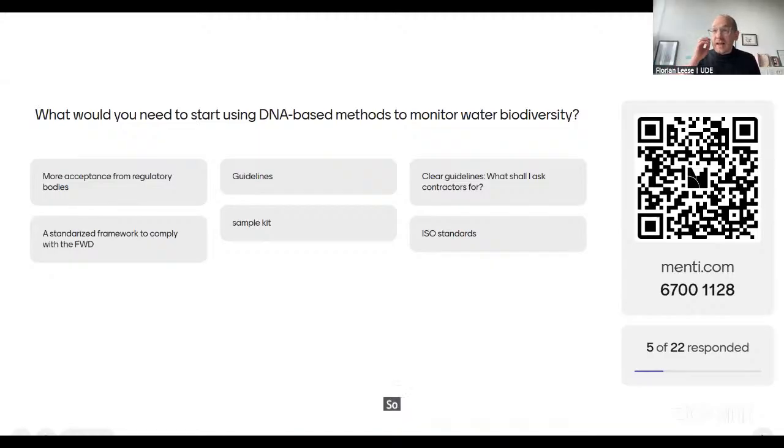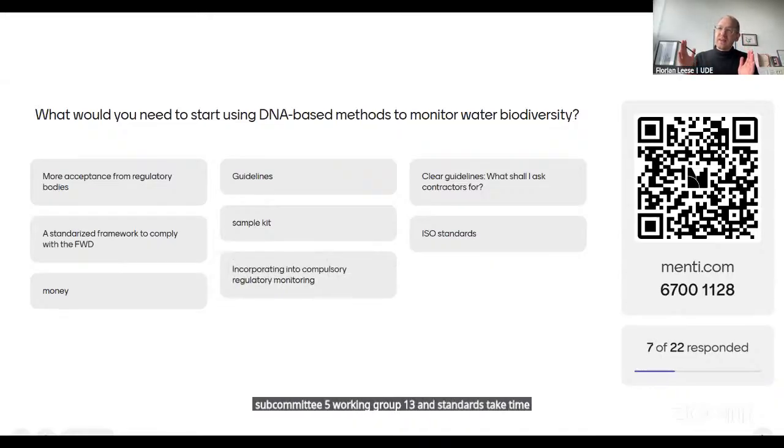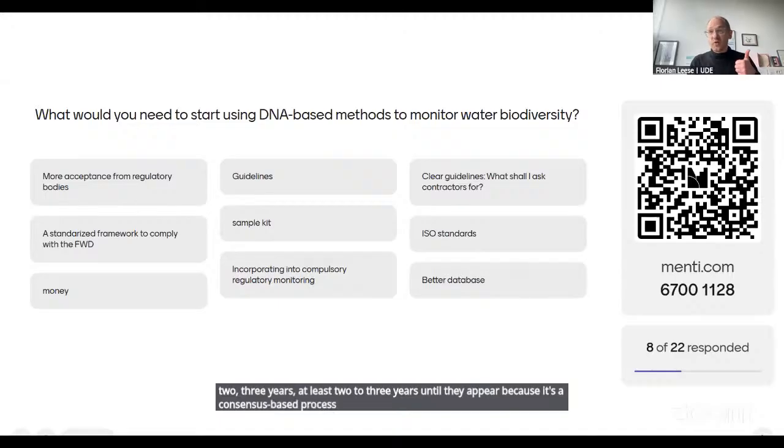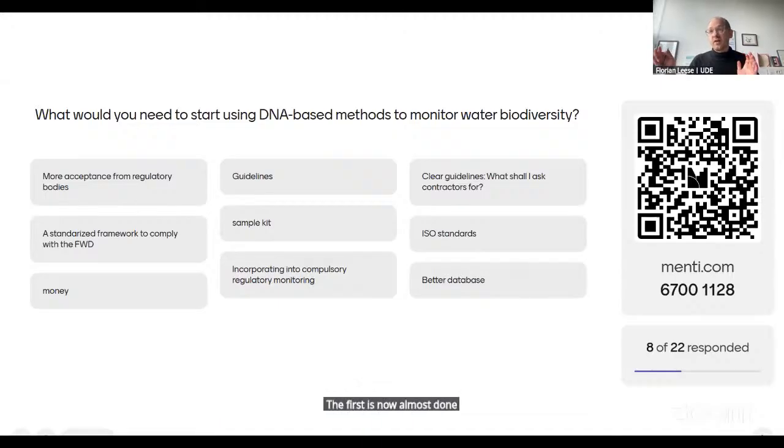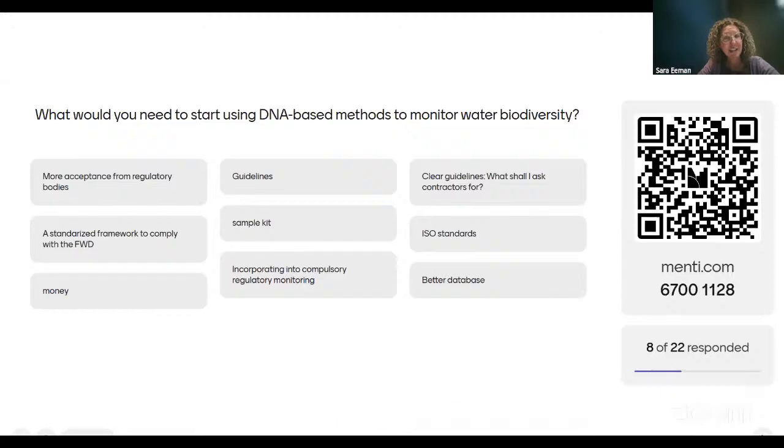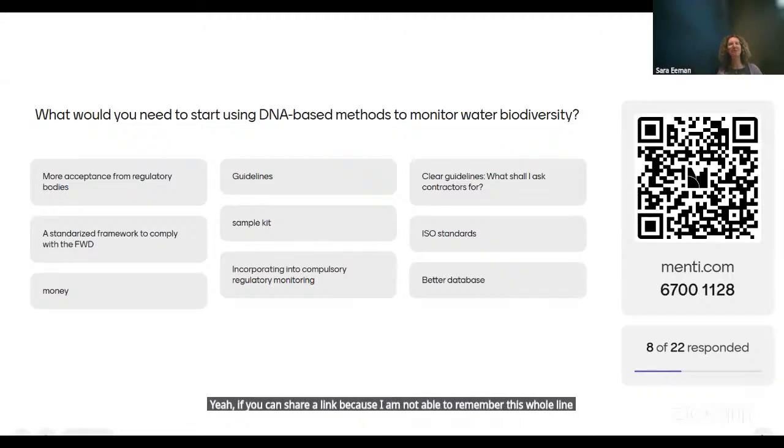So I can share a link. It's ISO Technical Committee 147, Subcommittee 5, Working Group 13. And standards take time, at least 2 to 3 years until they appear, because it's a consensus-based process. So the first is now almost done. 3-4 more are about to. Oh, that sounds good. Yeah, if you can share a link, because I'm not able to remember this whole line you are doing very fluently.